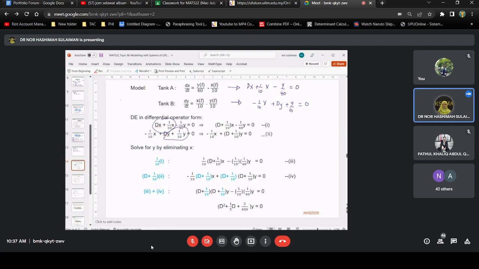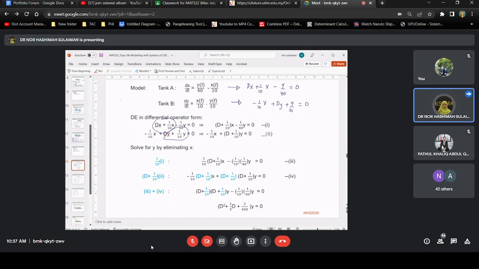So nampak tak yang coefficient in terms of operator ni for x ni dia sama. So maknanya you just need to add up the third equation dengan fourth equation so that this term will disappear lah, because dia dah eliminated. Okay. Right. Yang ni you tambahkan dua ni. Tambahkan, you have D plus 1/10, D minus 1/10 y minus, because of the sign minus, 1/10, 1/40 y equals to 0. Yang ni you boleh simplify.